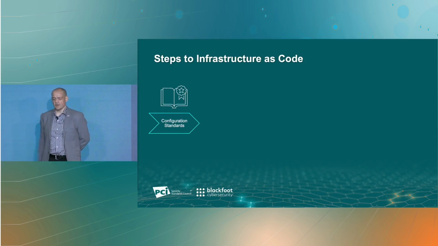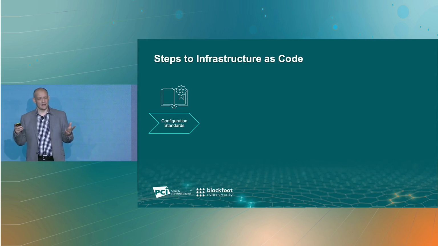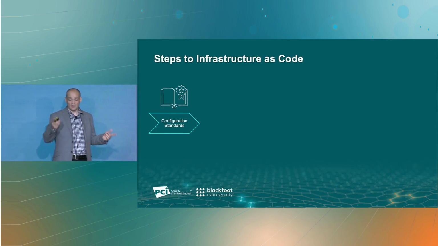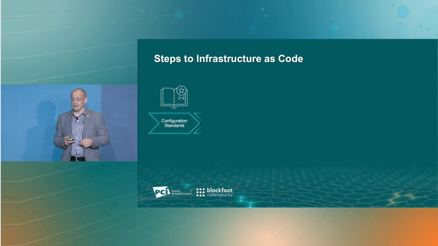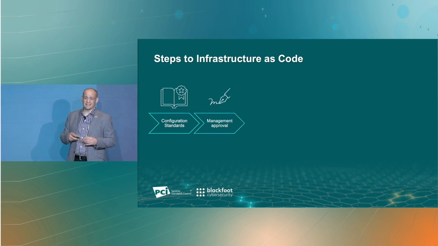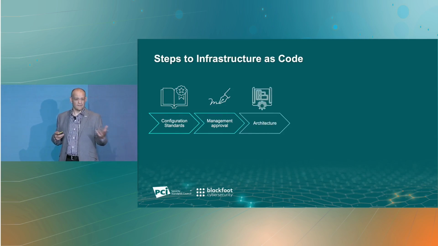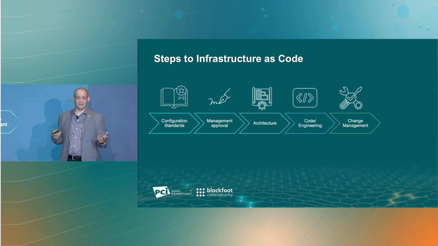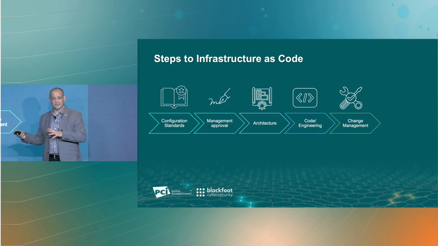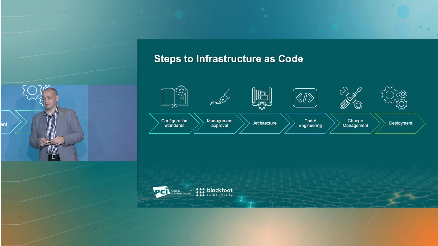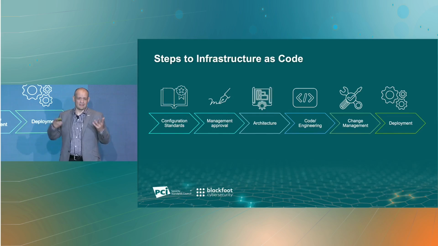So what we've got here are the steps to infrastructure as code, and what you're going to see is it's very similar to traditional network architecture. We've got setting the configuration standards, getting management approval, determining the network architecture, developing the code and the actual configuration script, and then going through the change management processes, which also include the approvals and testing. And then finally, creating that device in production.